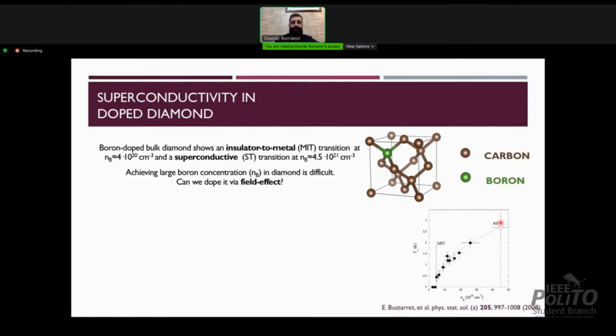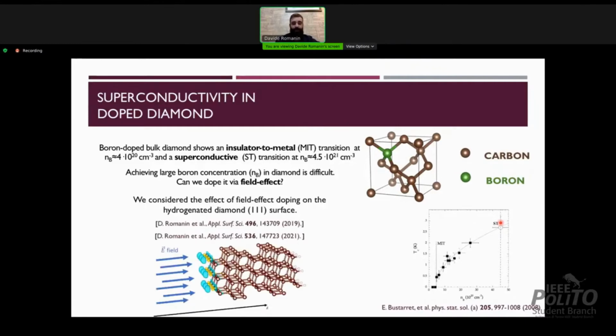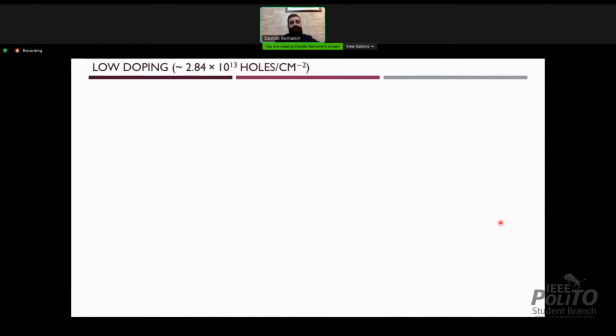We tried to answer this question in diamond thin films along the 111 direction, more specifically in these two papers. And why we chose the 111 direction? Because it is the one that, in principle, should be able to accumulate as much charge as possible with respect to the other two. Now, we have studied 3 doping regimes: low, medium, and high. Let's start with the low doping.